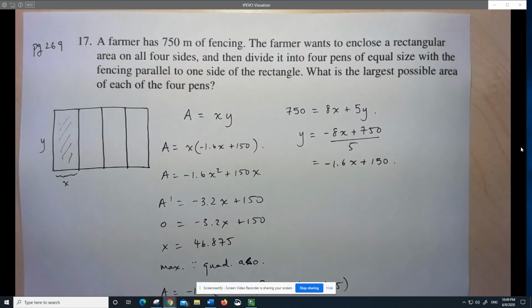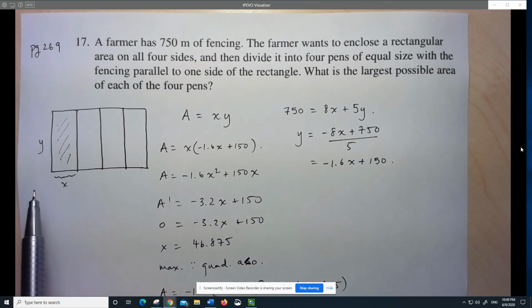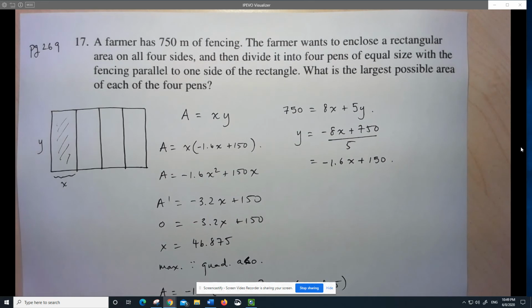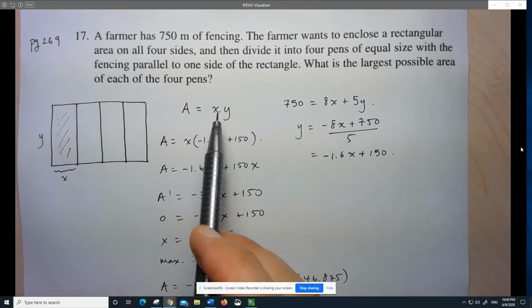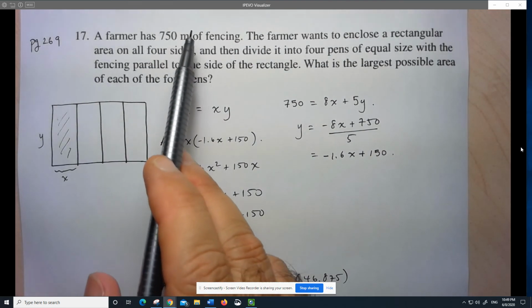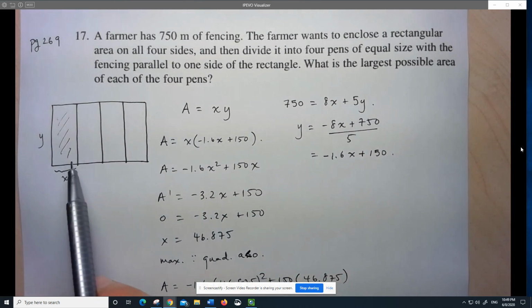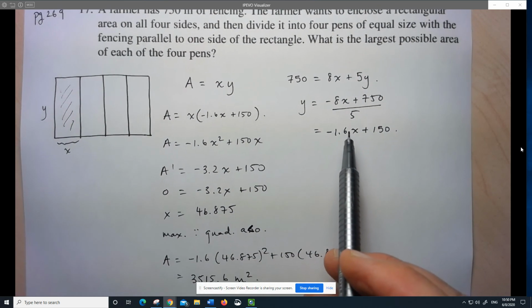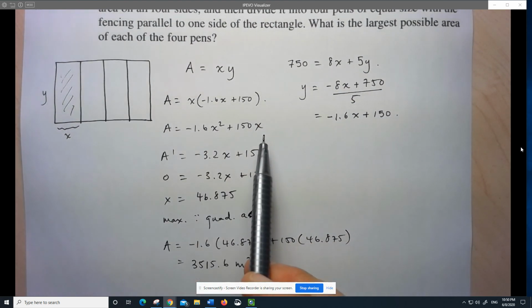So let's just recap. Step number 1, get yourself a good diagram to place yourself in the problem. Step number 2, figure out what you're trying to optimize. In this case, it was the area of one of these individual pens. With 2 variables, you're going to have to write them in terms of one variable. Using this fencing information, and how many pieces of each I need, I was able to write y in terms of x. This would have worked if I wrote x in terms of y. Do my substitution, and then I'm left with a function of one variable.